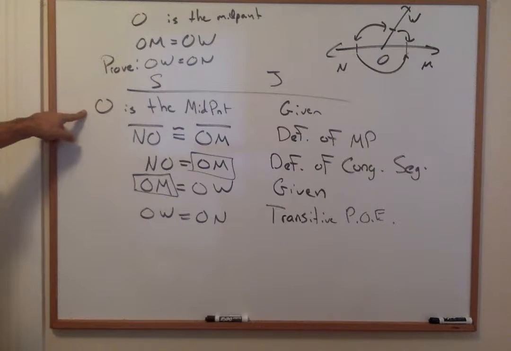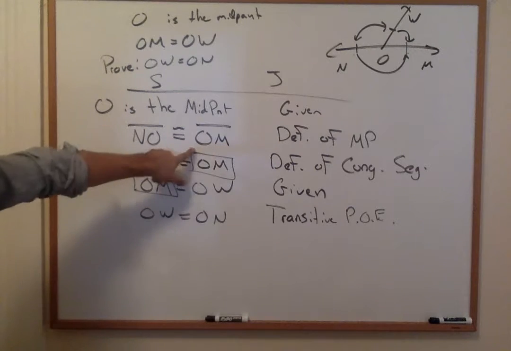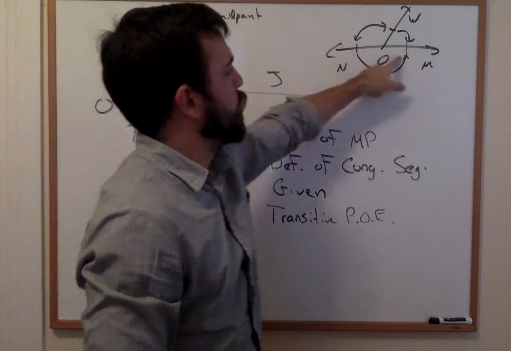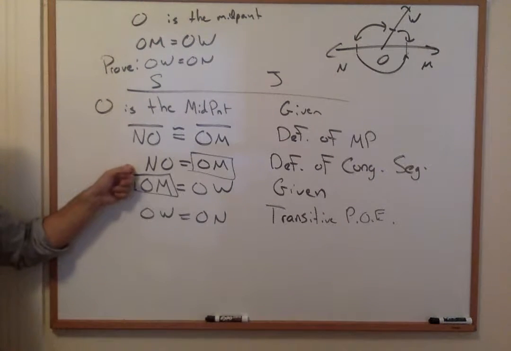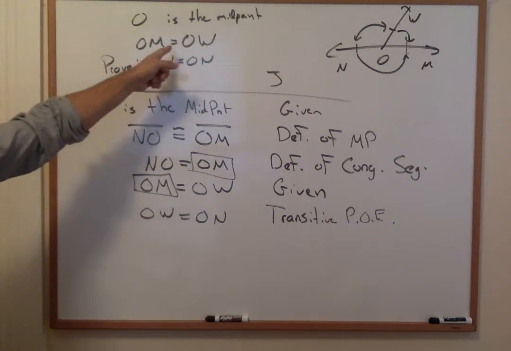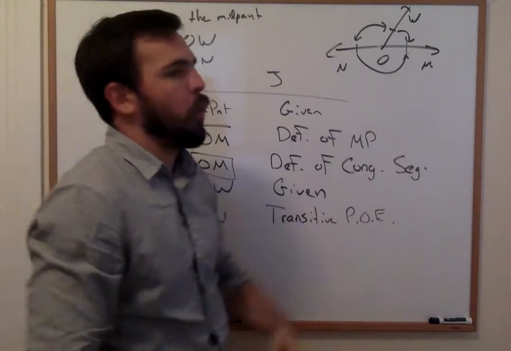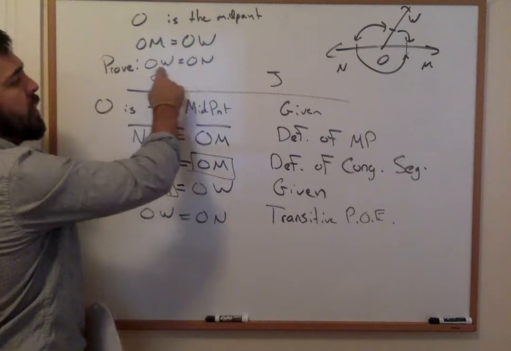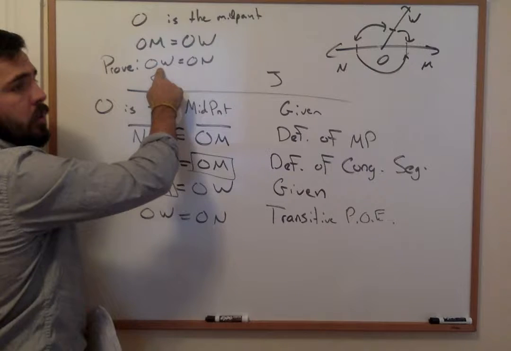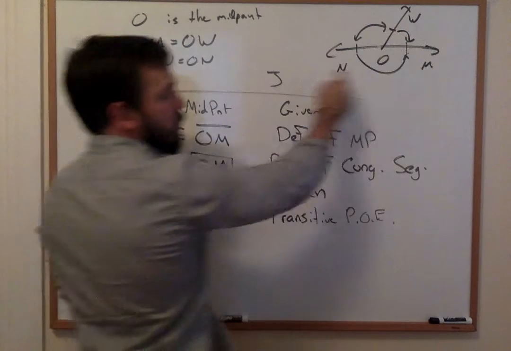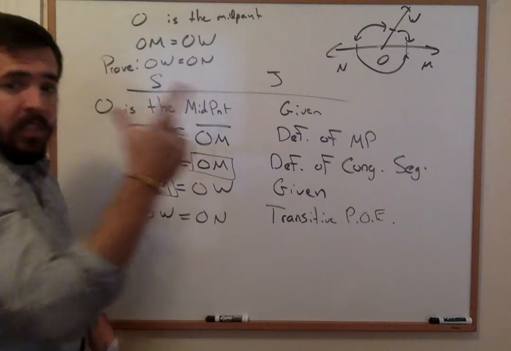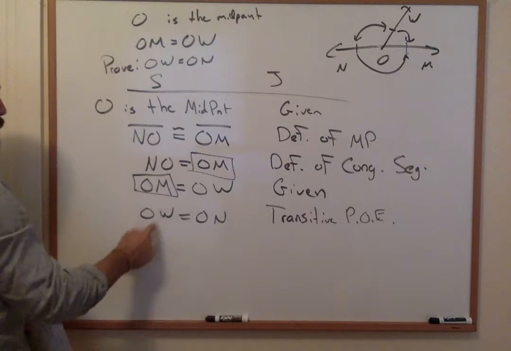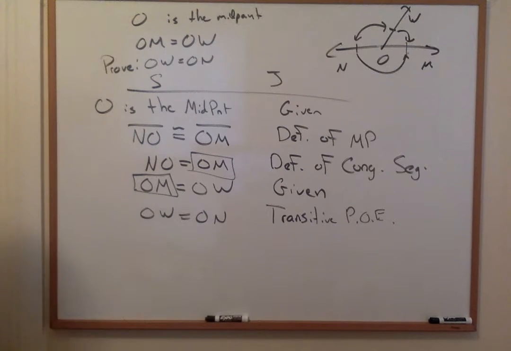So O is the midpoint. We know by definition of midpoint that it creates two congruent segments. So we know that these two parts are congruent. Since these two parts are congruent, we know their measures are equal. We were given that OW and OM were also equal. Well, now we have the two things that we're looking to prove are equal, are both equal to OM. So they're linked by OM. So since they're linked by OM, we can say that they themselves are equal by the transitive property.